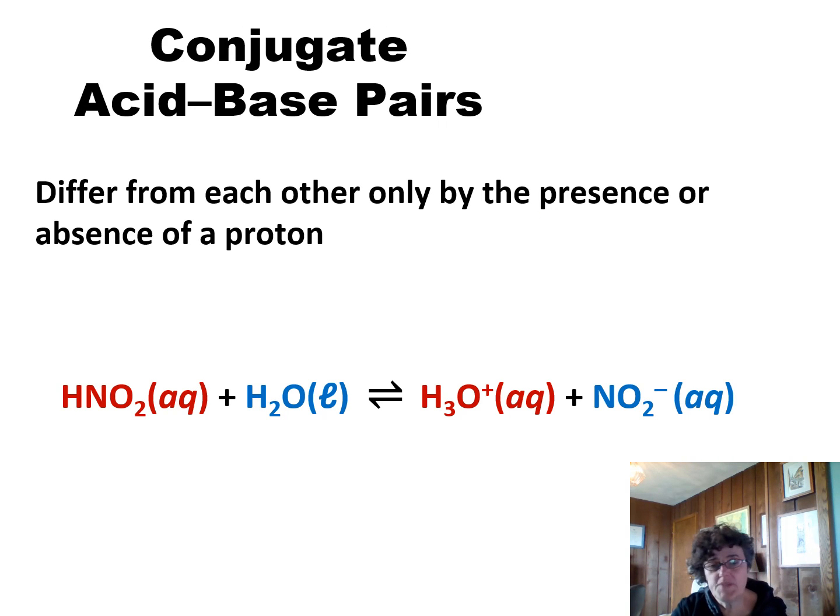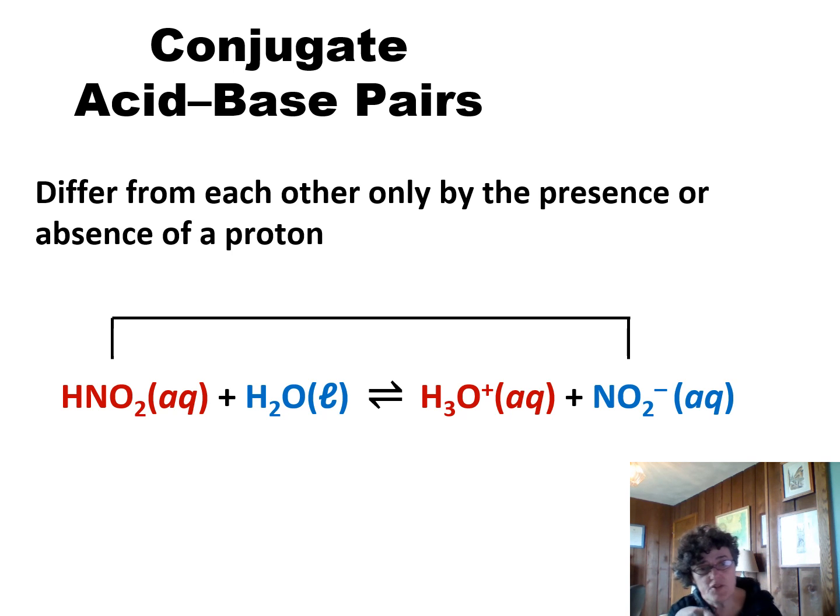So in acid-base reactions, we can identify conjugate acid-base pairs. Okay, so let's take this reaction between nitrous acid and water. So you can see that there is a connection between HNO2 and NO2-. It's like a before and after, right? So the only difference between those two is the presence or the absence of a hydrogen. So what happens is that by losing a hydrogen, HNO2 becomes NO2-.